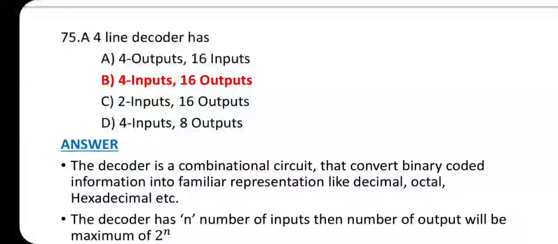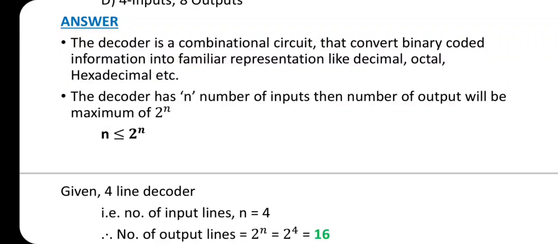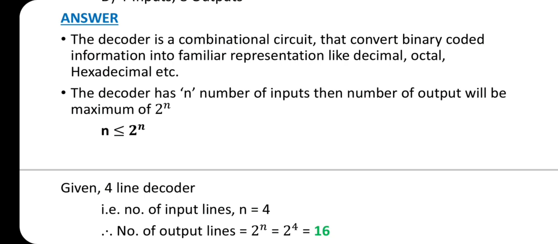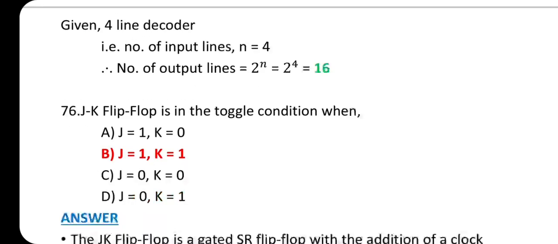75. A 4-line decoder has, answer is option B, 4 inputs and 16 outputs. A decoder is a combinational circuit that converts binary coded information into familiar representation like decimal, octal, hexadecimal, etc. The decoder has n number of inputs. The number of outputs will be maximum of 2 raised to n, less than or equal to 2 raised to n. Given a 4-line decoder, therefore number of input lines n equals 4. Therefore number of output lines equals 2 raised to n, which is equal to 2 raised to 4. That is, number of output lines equals 16.